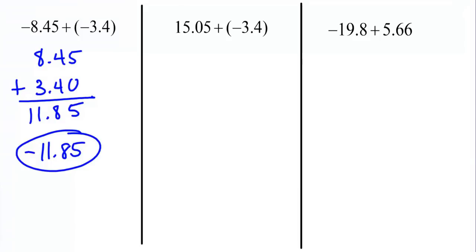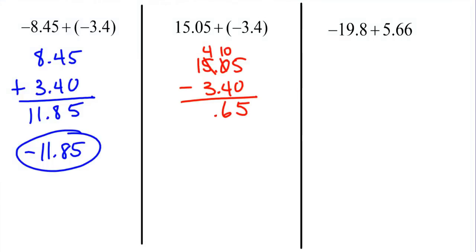Next one, 15.05 plus negative 3.4. Here we're adding a positive and a negative together. So these values are actually going to cancel each other out. So this is basically like subtraction. I'm taking 3.4 away from 15.05 because adding a negative would bring that value down. So I'm going to take away 3 and 4/10. That's 5. Here I'm going to borrow, 10 minus 4 is 6. Bring the decimal down, 1 and 1. And that's a positive 11.65 because there was more positive in this problem than negative.